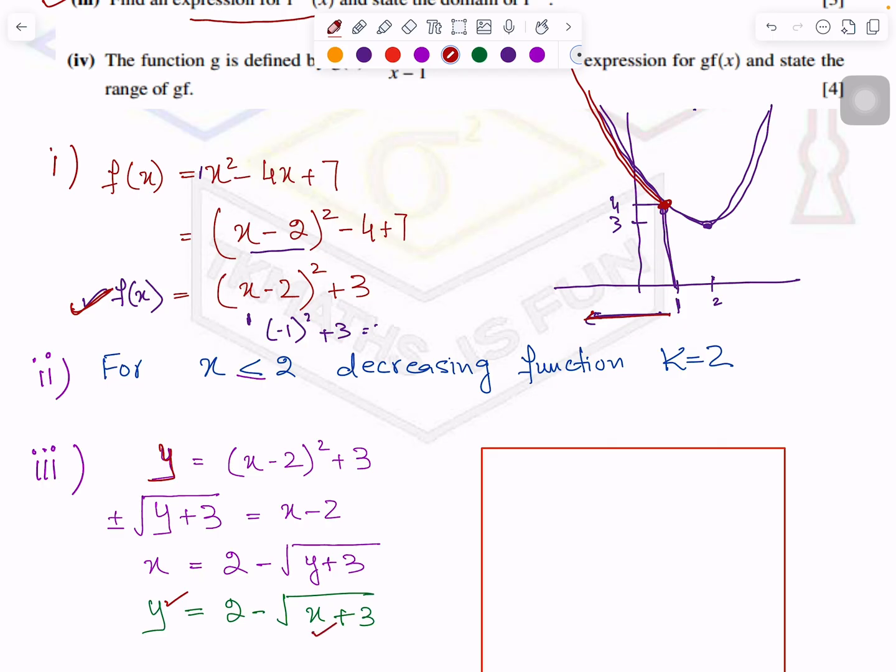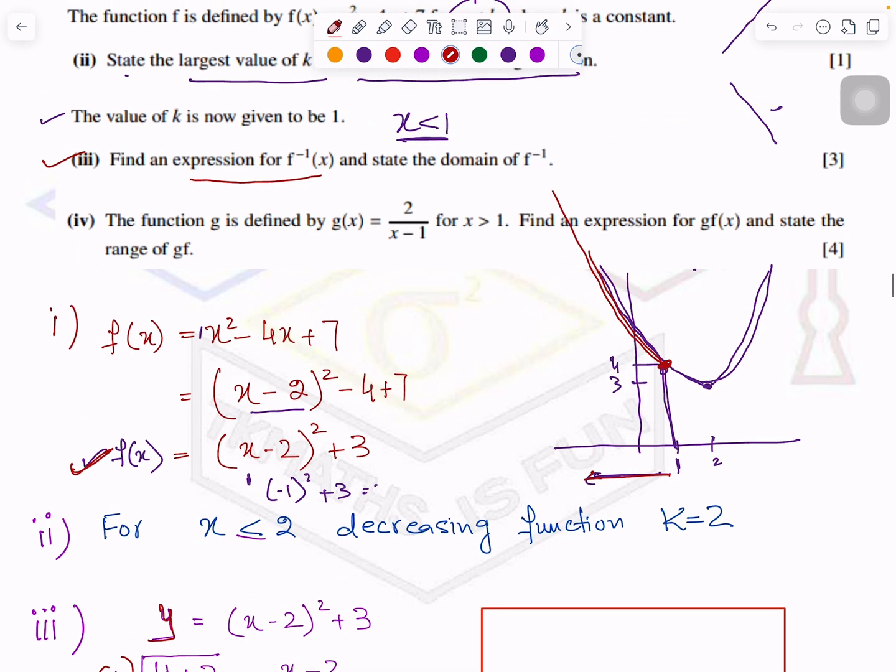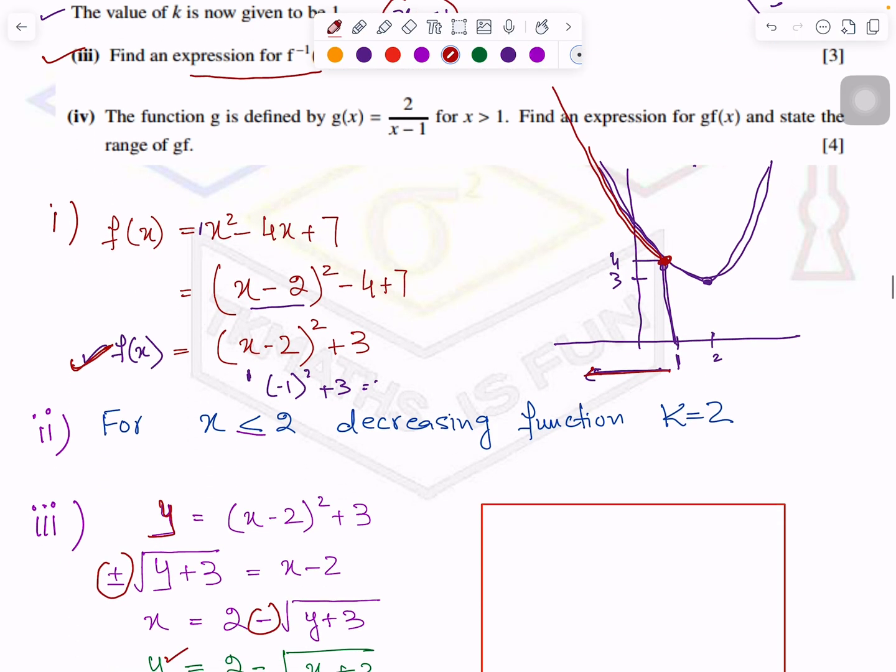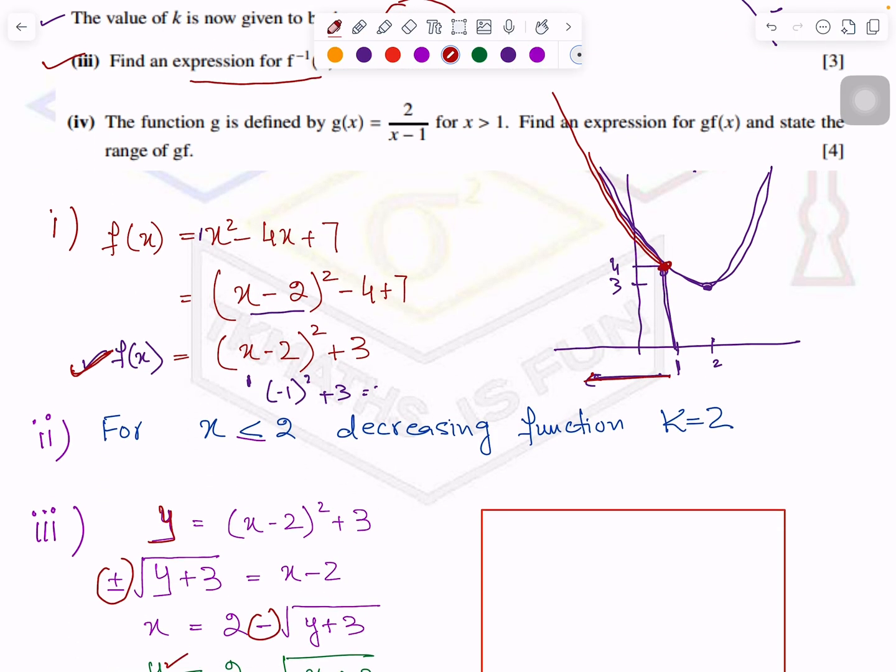On what basis have I taken this negative sign when I got plus and minus both in the square root? Here is the shortcut, because students find it difficult to understand. The best way is to look at the sign of the domain. If it is less than, take the minus sign. If it is more than, take the plus sign. This is the quick way to figure it out.